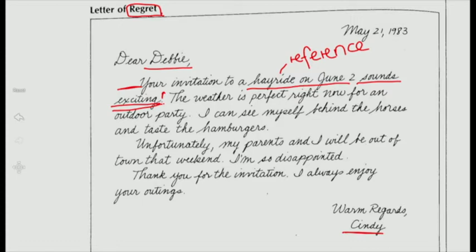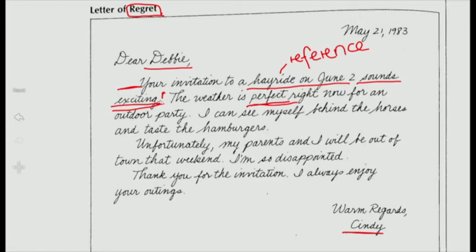The weather is perfect right now. So you're talking of the weather being perfect. We are being positive about that. So the weather is perfect right now for an outdoor party.